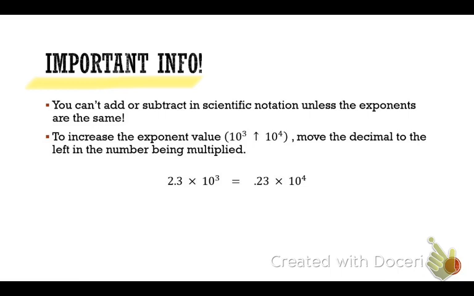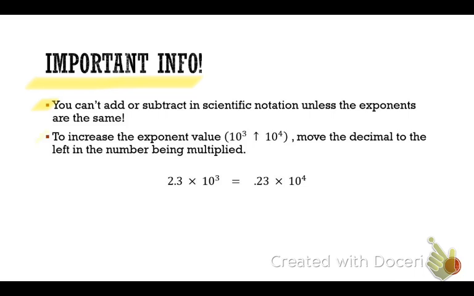This is a really important concept: you cannot add or subtract in scientific notation unless the exponents are the same. I like to compare that to common denominators. In order to add two fractions together, we have to have a common denominator that we carry over into our answer. The same thing applies with adding and subtracting numbers in scientific notation. We have to have common exponents when adding and subtracting, but we don't have to have them when we're multiplying and dividing.